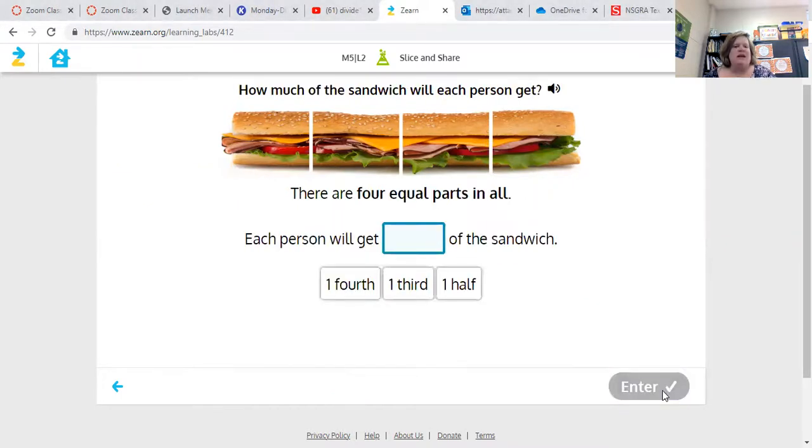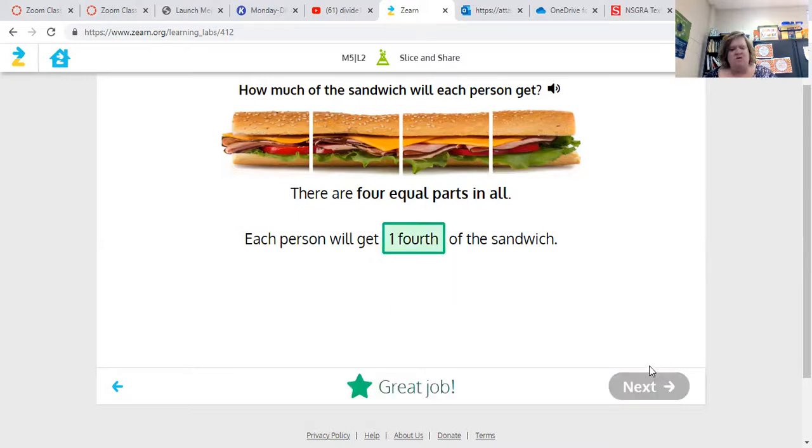How much of the sandwich will each person get? Well, we just did that. I showed you how to write 1/4. And that fraction bar is kind of your division bar. So each person is going to get 1/4, 1/3, or 1/2. Well, think about that now. 1/4 would be 1 out of 4. 1/3 would be only 1 out of 3 pieces, but this sandwich has 4. And 1/2 would mean I was getting 2 of these pieces. So I would know that my person is getting 1/4 of the sandwich.